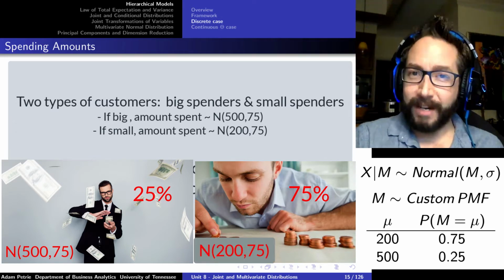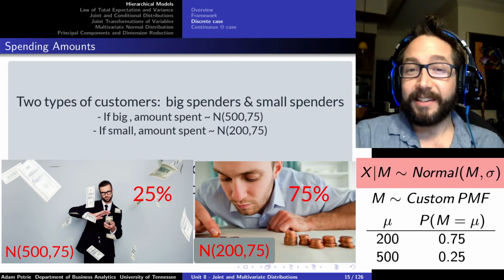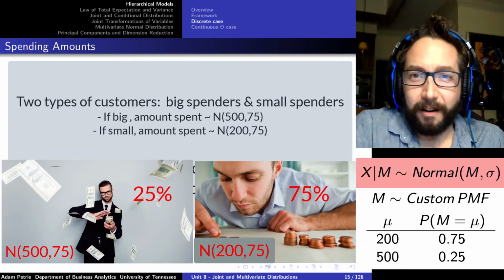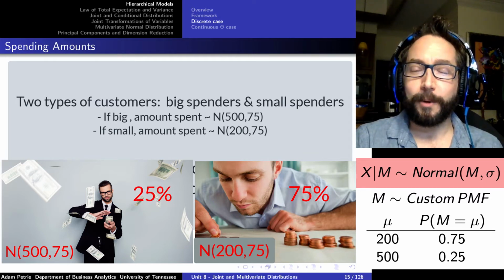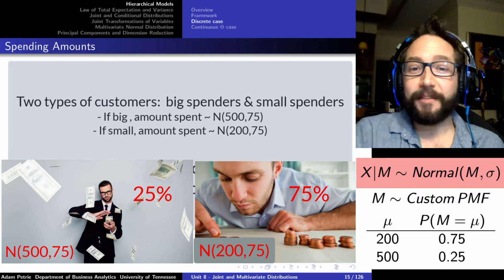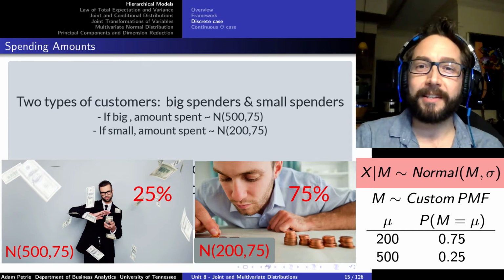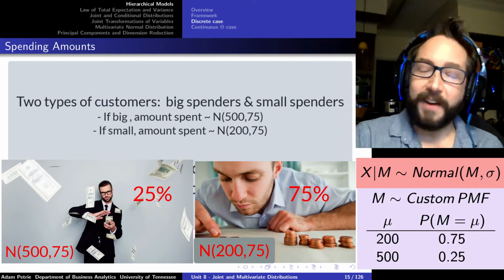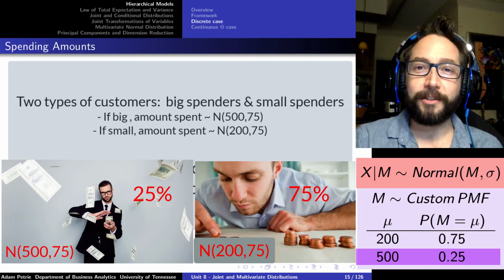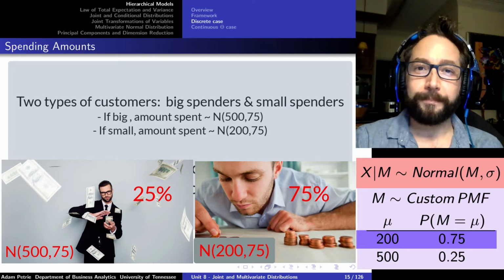So I can write this scenario as a hierarchical model. Basically, X given m, let's say our abbreviation for the average of the distribution that we're worrying about, X given m is a normal distribution with a mean of m and a standard deviation of sigma, 75 in this case. But m is going to be a random variable. It has a 25% chance of equaling 500 and a 75% chance of equaling 200.